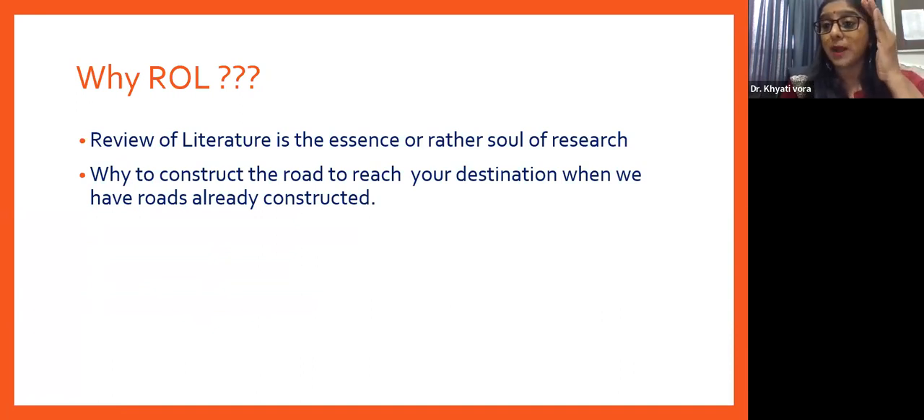This is a sole part. In fact, just as blood is so important for our body, connecting everything from start to end, similarly what connects everything in research the most is the review of literature. And most of us fail to do that properly. Correct? So we'll go ahead.